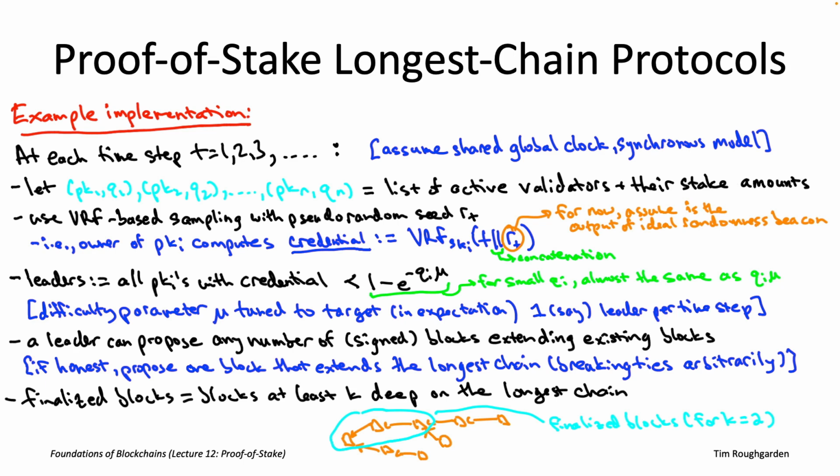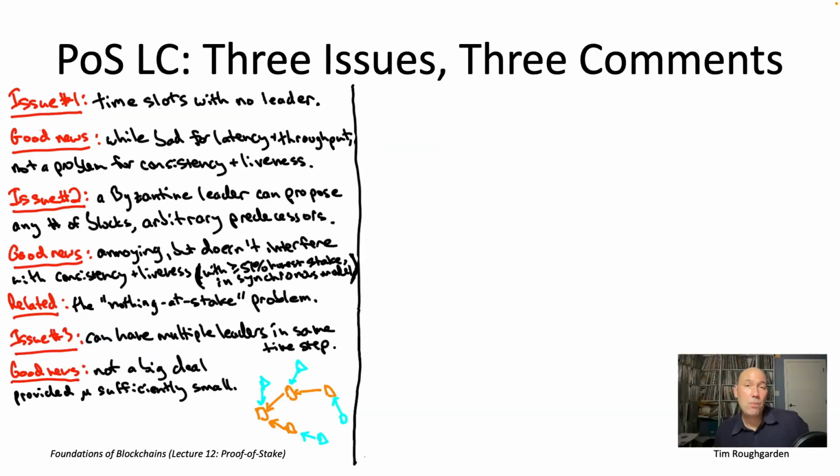Back in Nakamoto consensus, we tuned a difficulty parameter to target a rate of growth in the longest chain. Here we're using the difficulty parameter mu to tune how many leaders we expect to have in a given round. And in the last video, I said for simplicity, just imagine we set mu to target 1 leader per round. But now I'm actually going to change that a little bit. Let's assume mu is a little bit smaller than that, so we're targeting well less than 1 leader in any given round. To be more concrete, maybe we tune mu so that we expect 80% of the time slots to have no leaders and the other 20% to have 1 or more leaders.